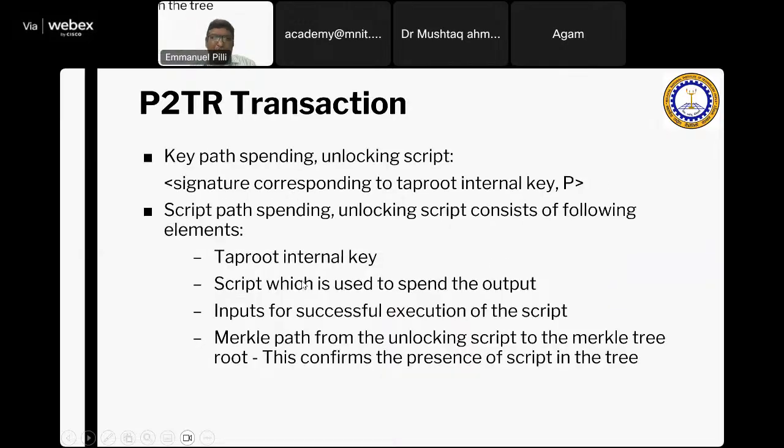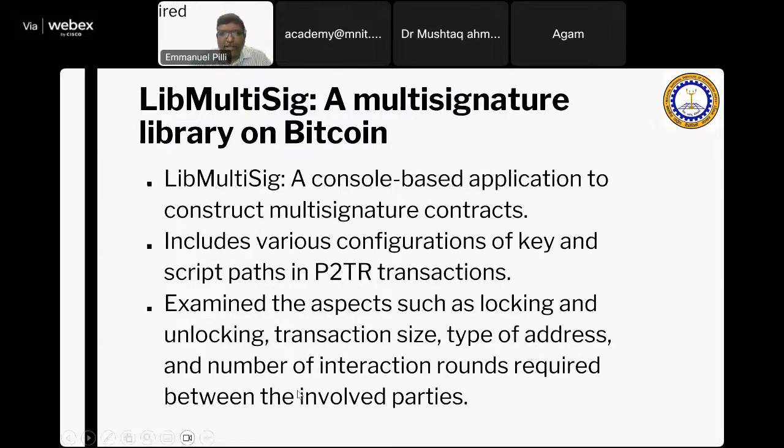Okay. So for key path spending, as you look at the unlocking script, it will be a signature corresponding to the taproot output key, followed by P. Okay. For script path spending, the unlocking script consists of the following: the taproot's internal key, the script which is used to spend the output, and the inputs for the execution of the script. The Merkle path from the script to the Merkle tree root confirms the presence of the script in the tree. So you can find out the Merkle path also, and then you can check it. So these two things have to be done.